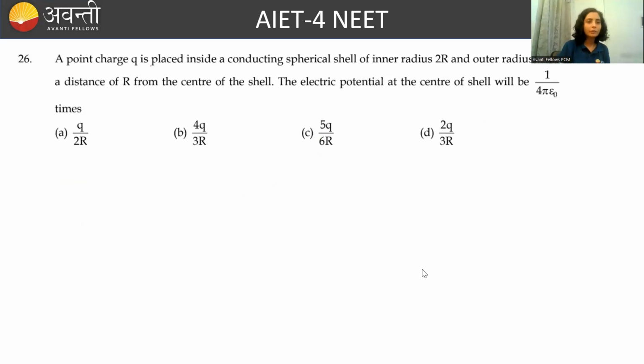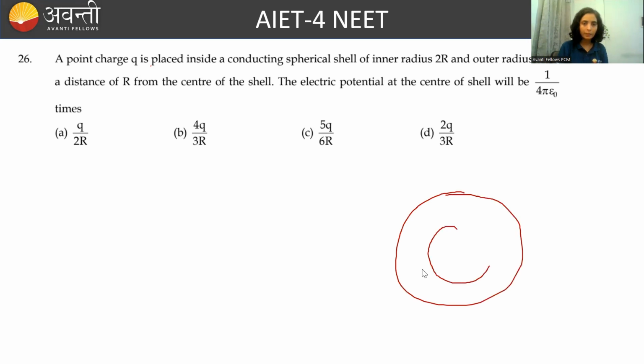Now let's move on to another question. There is a point charge Q placed inside a conducting spherical shell of inner radius 2r and outer radius 3r. So there is this sphere, and its inner radius is 2r and outer radius is 3r. The point charge Q is placed at a distance r from the center of the shell. So where is this small charge Q placed? It is placed at this point.